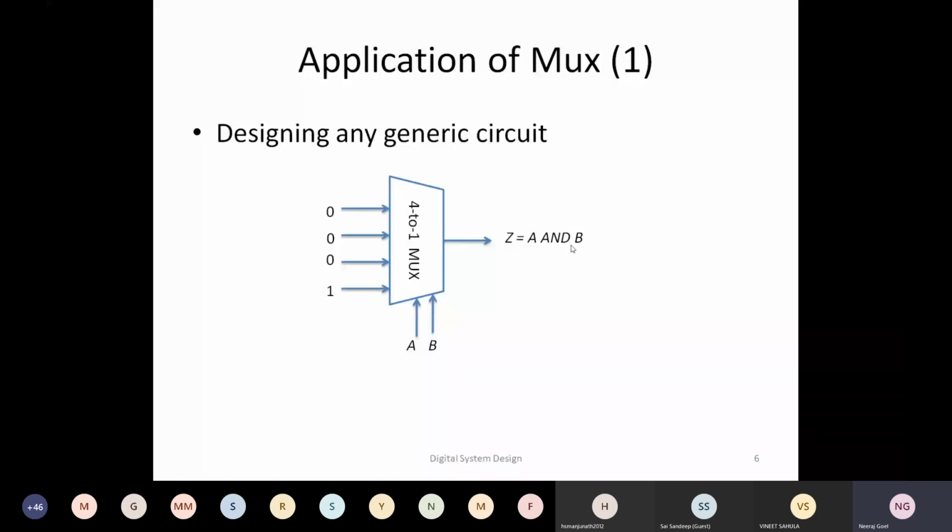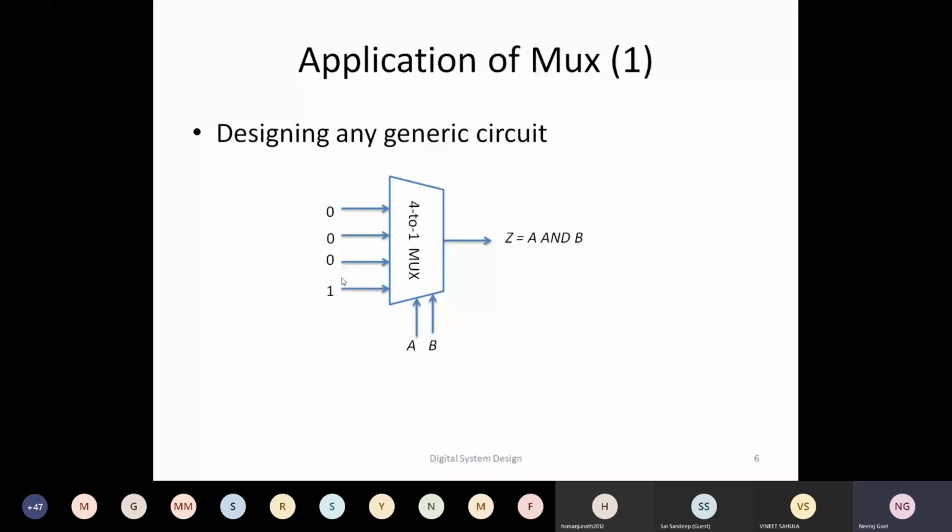Similarly, any other function of 2 inputs can be designed using a 4:1 multiplexer. Or if I want to design any 4-input function, I would require a 16:1 multiplexer. Further, the next question also arises here: how do I give this 0, 0, 0, 1? Will I manually ground them or connect them to VDD?